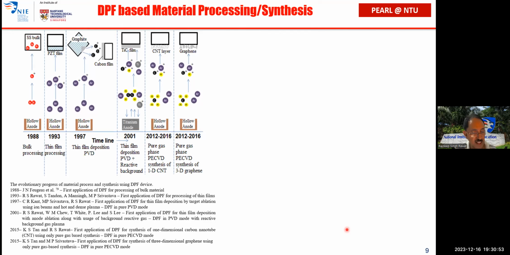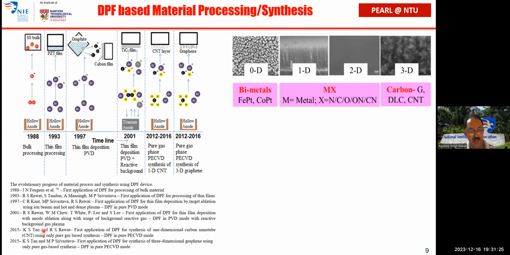The first work in this case was done in 1988, I think by a group from Argentina, by J.N. Feugeas and Ortiz. They processed stainless steel and titanium also using nitrogen plasma. And the next work was my PhD work, where we processed thin films of PZT, lead zirconate titanate, using this device. And then there is a whole series of work that has been done on this plasma focus device by our group. So we have published more than 90 papers on the materials related work on the plasma focus itself.